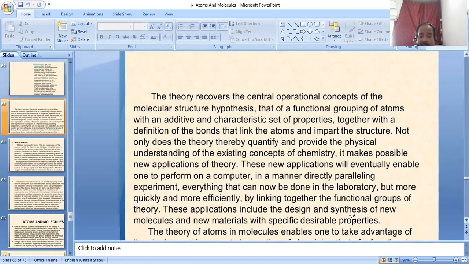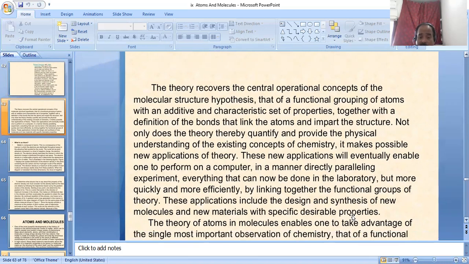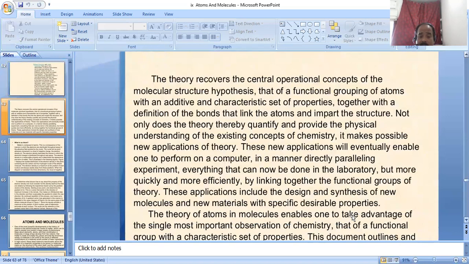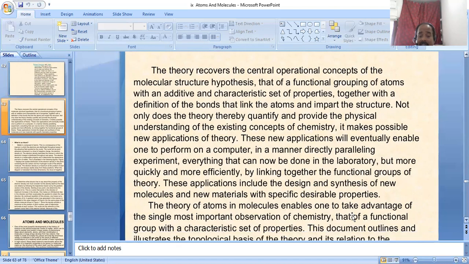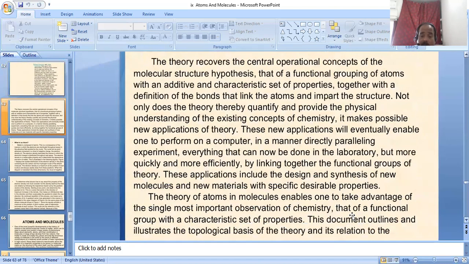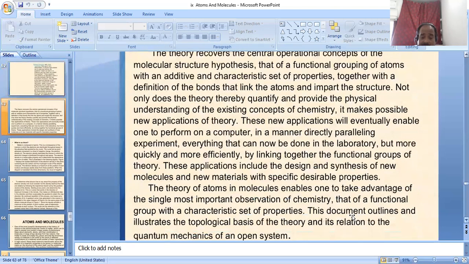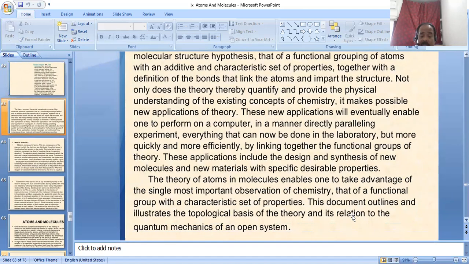everything that can now be done in the laboratory, but more quickly and more efficiently, by linking together the functional groups of the theory. These applications include the design and synthesis of new molecules and new materials with specific desirable properties. So the theory of atoms in molecules enables one to take advantage of the single most important observation of chemistry, that of a functional group with a characteristic set of properties. This document outlines and lists the topological basis of the theory and its relation to the quantum mechanics of an open system.